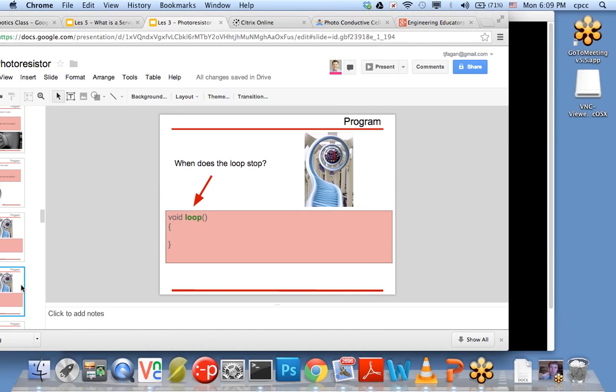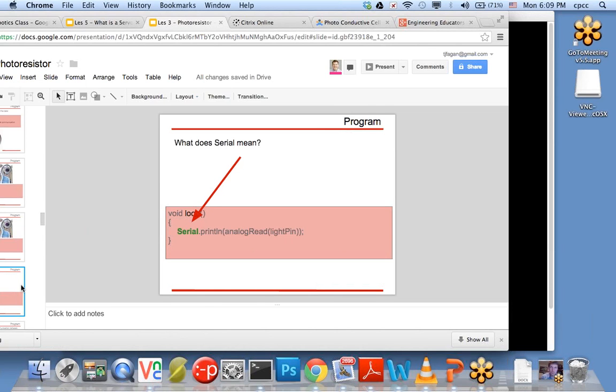Jeremiah, I saw you. The loop function continually loops throughout when the Arduino is powered. Great. Thank you. Great job, Jeremiah. Yes, he is totally correct. And this is the next function in here. So again, right under setup, we go right into the void loop.